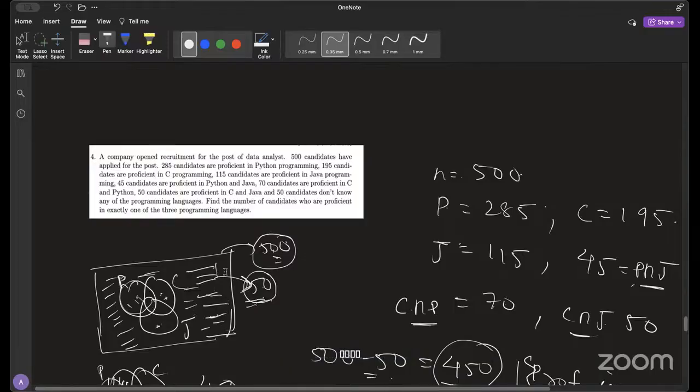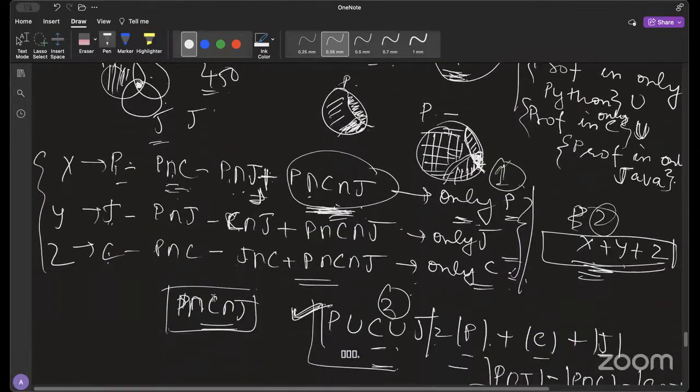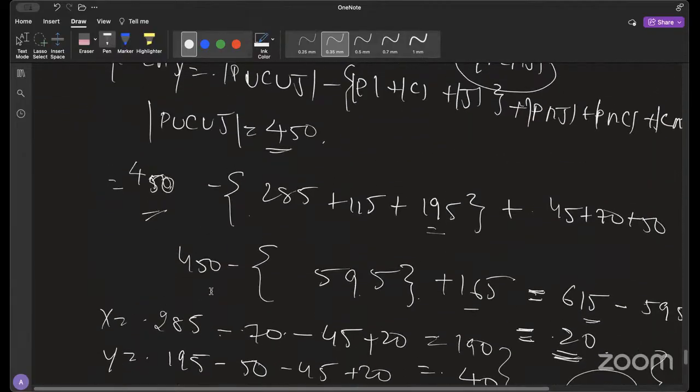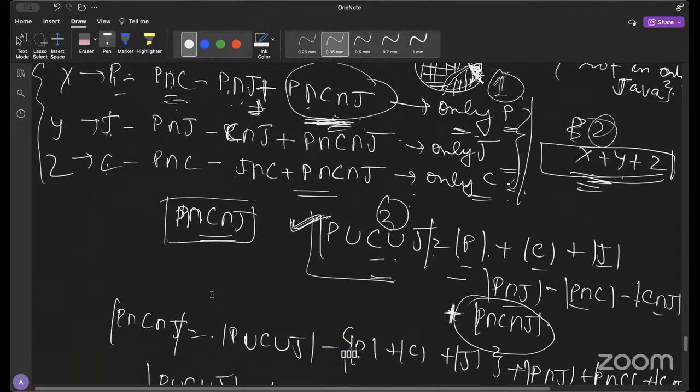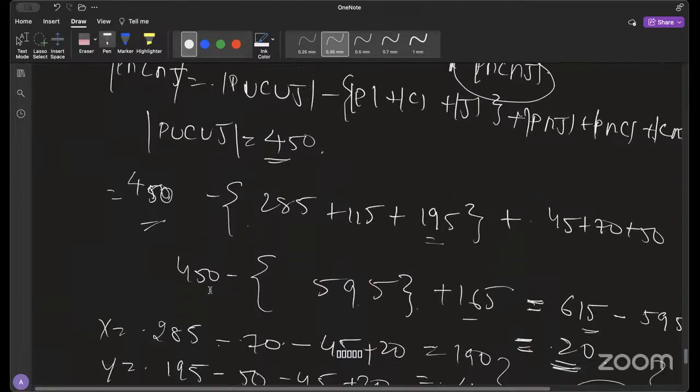Sometimes what happens is your P union C union J is equal to the universal set. Sometimes, when you know that every student is proficient in at least one language, when this is given, then you take P union C union J equals the universal set. Okay, ma'am. Yeah, that's all right. Are there any other doubts from this part? No, ma'am. Okay.